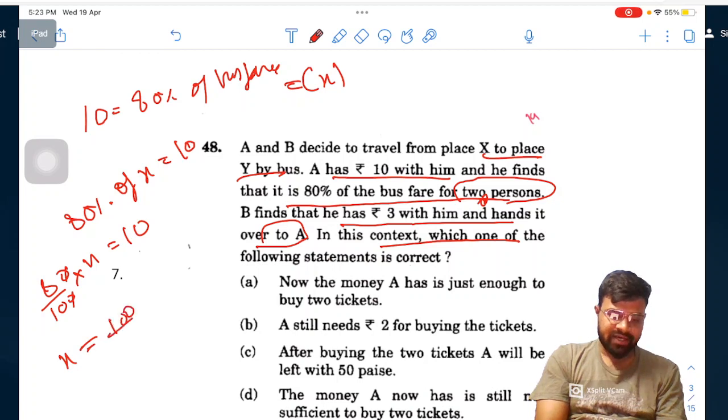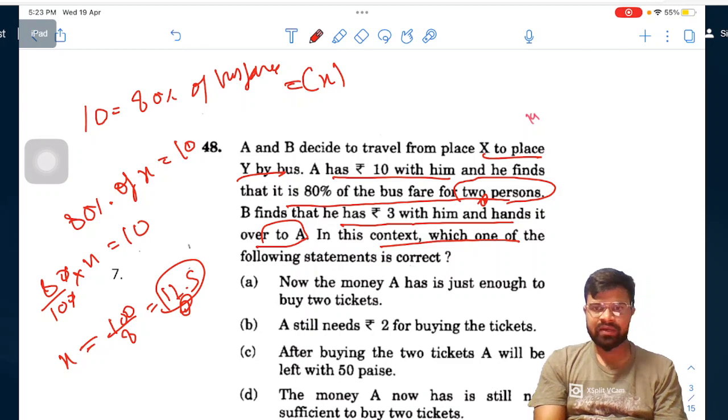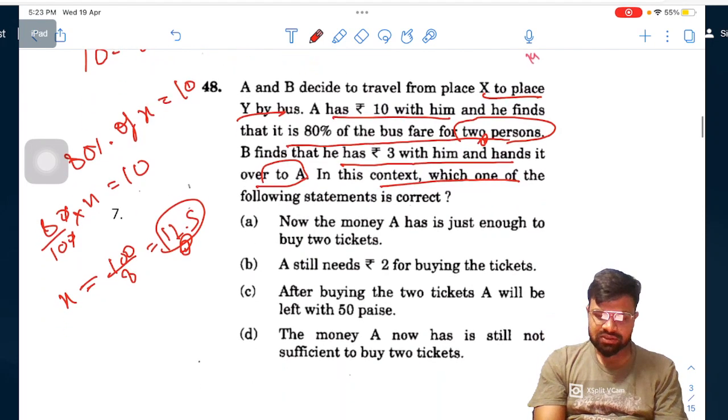So X becomes 100 by 8, that is 12.5. So this is the fare for two people.